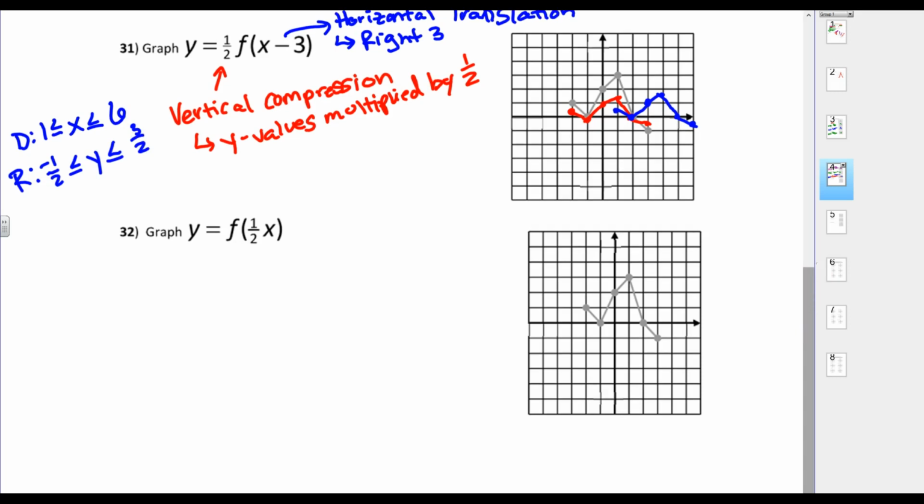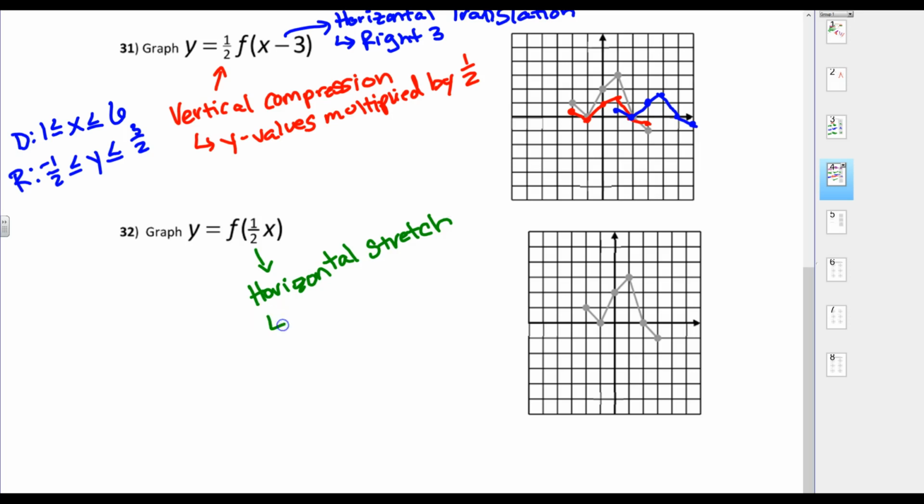All right, let's take a look at this next one. When you've got a number inside the parentheses like this, it ends up being a horizontal stretch or compression. This one is actually a stretch, because remember, it's always the opposite of what we think it should be when it's in parentheses. So if I have a number less than 1 multiplying my x value inside the parentheses, it's actually going to be a stretch. If it was a number greater than 1, it would be a compression.